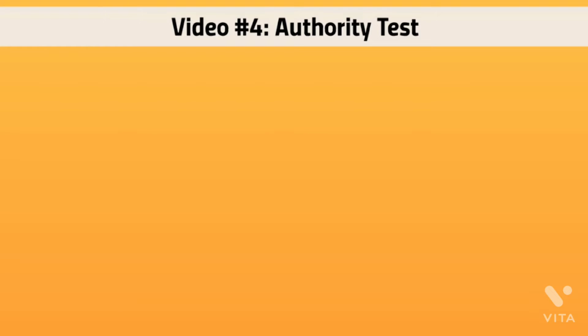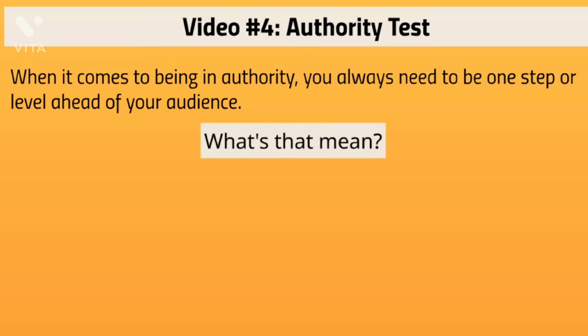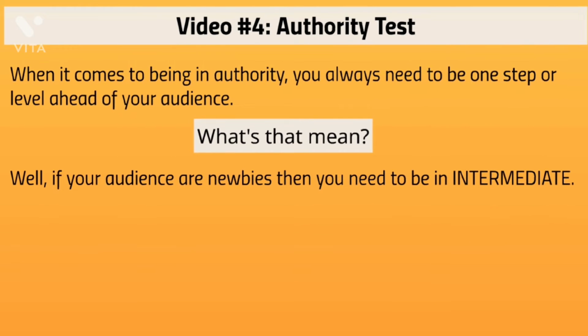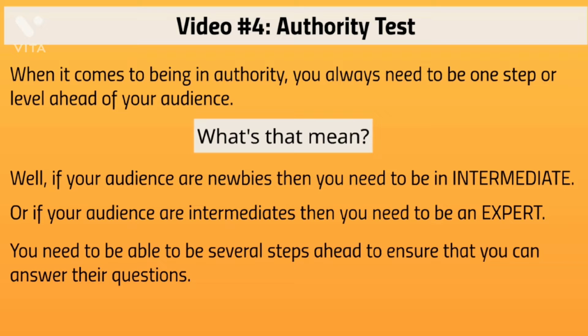Hello and welcome back to video number 4. This is the authority test. When it comes to being an authority, you always want to be one step or one level ahead of your audience. What do I mean by that? I mean, if your audience are newbies, you want to make sure that you are at least at the intermediate level. Or if your audience are intermediates, then you need to make sure that you are an expert in that niche. The reason is that you need to be several steps ahead to ensure that you answer their questions. In other words, you need to gain their trust by providing value, and that way they understand that you have been through what they are going through right now.